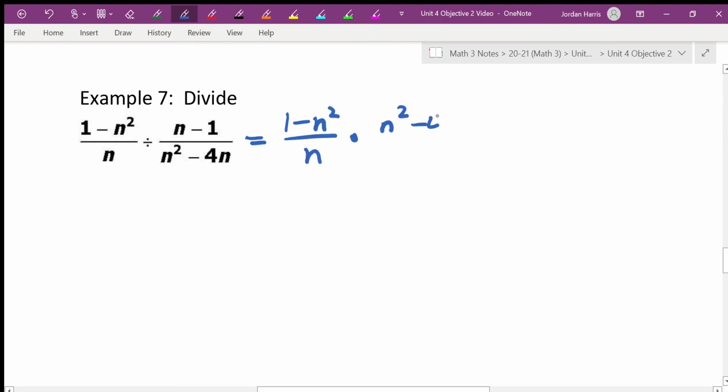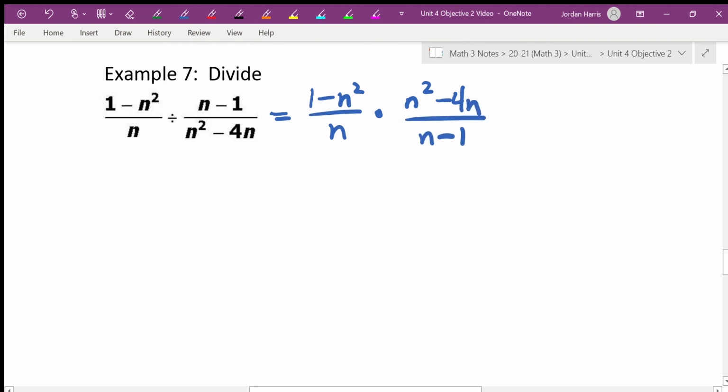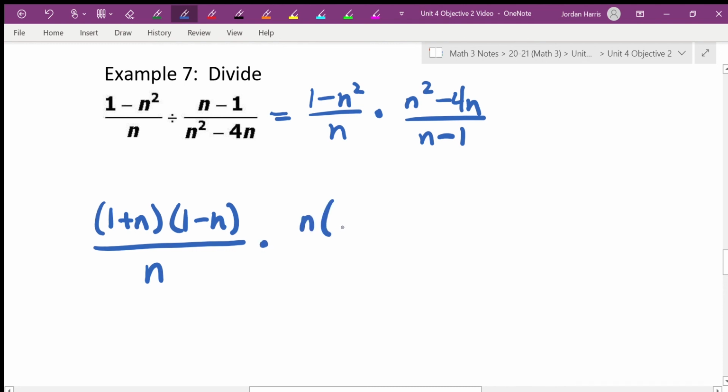Keep, flip, change. KFC. Keep, flip, change. So I can rewrite this as 1 plus n, 1 minus n. On the bottom, I get n. Up here, I factor out an n, and I get n minus 4. And over here, I get n minus 1.